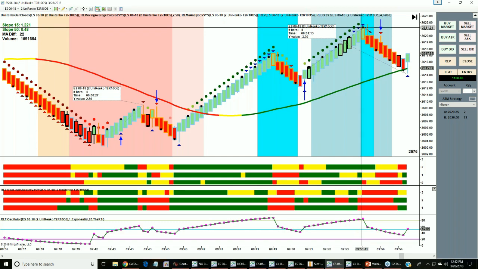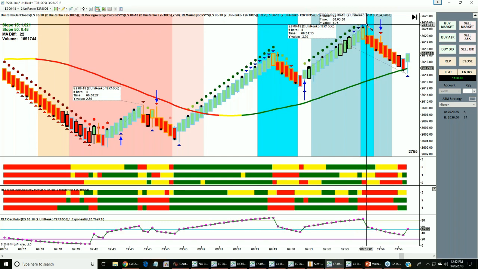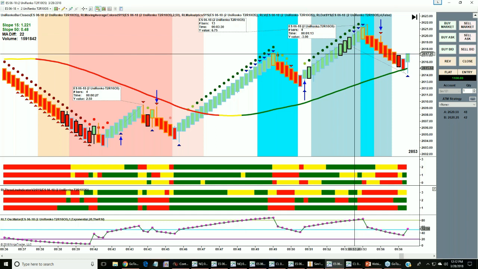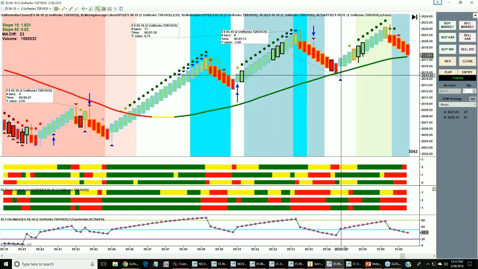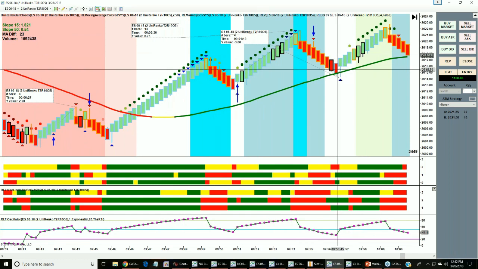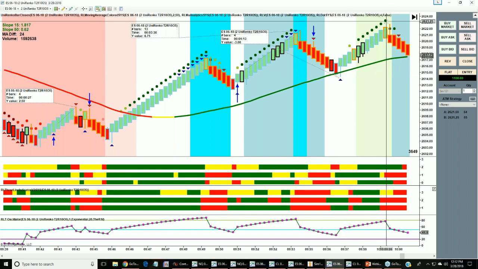No wicks on the Renko. No way to get stopped out. It went 6 points, 6 3/4 points. Then I took this long trade right here. Telegraphed, up, bam, we were done.